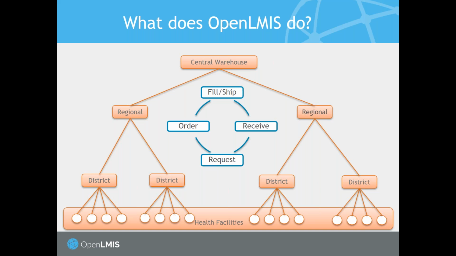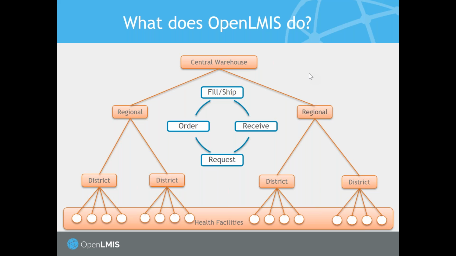And where OpenLMIS comes in is the processes you see in blue. OpenLMIS helps lower level facilities to request new stock so that it can be ordered, fulfilled, and shipped, and then received again at the lower level. So there's this cycle of processes, and OpenLMIS is an electronic system that helps countries to do that.